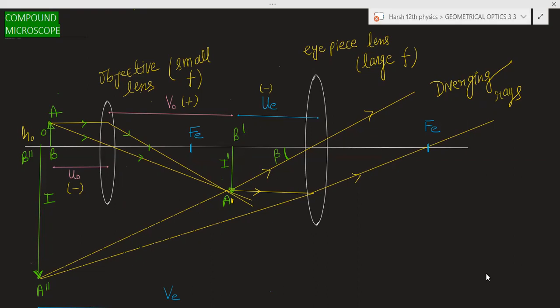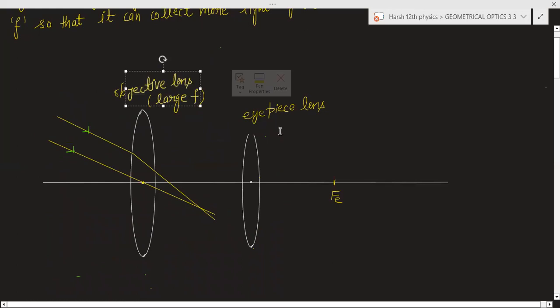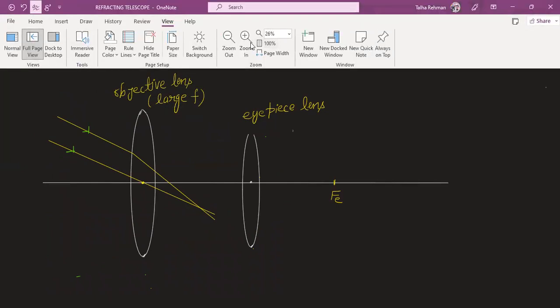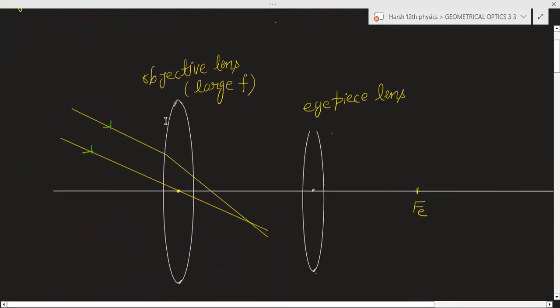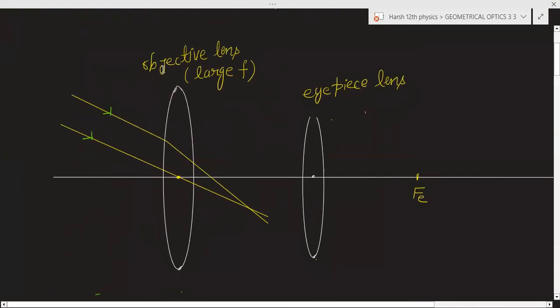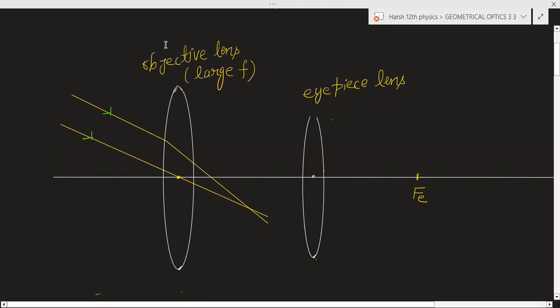So in the case of the refracting telescope, you have the objective lens and you have the eyepiece lens. But in the refracting telescope, the objective lens is bigger. In the case of the compound microscope, the objective lens is small and the eyepiece lens is large. But here our objective lens is large, and I will tell you the reason also why. And this is the eyepiece lens, and both are convex lenses.